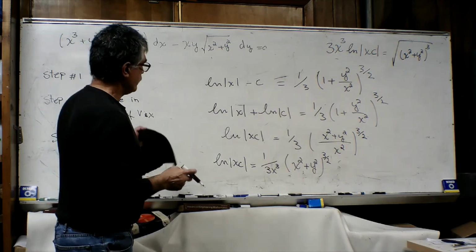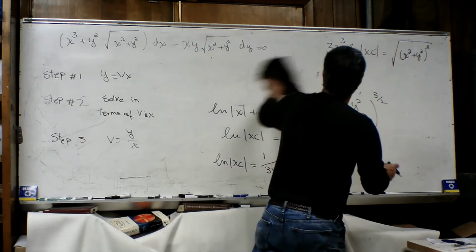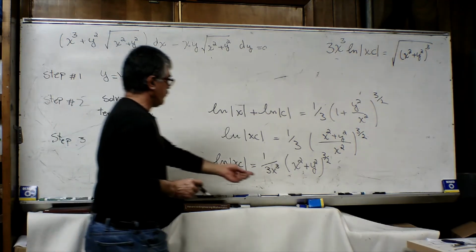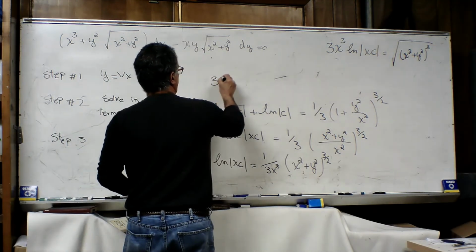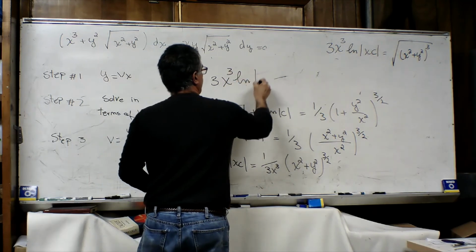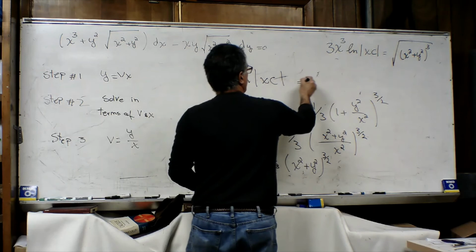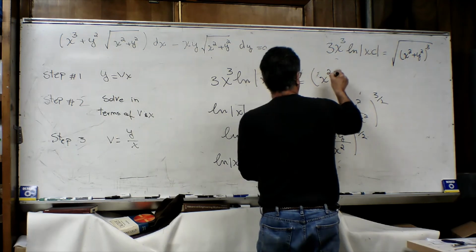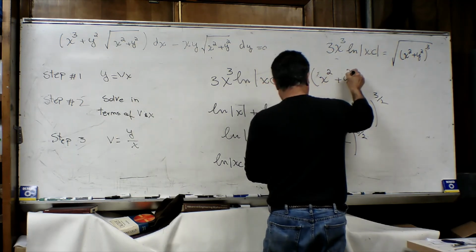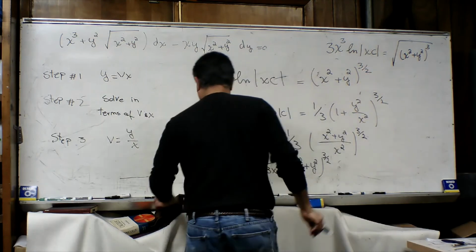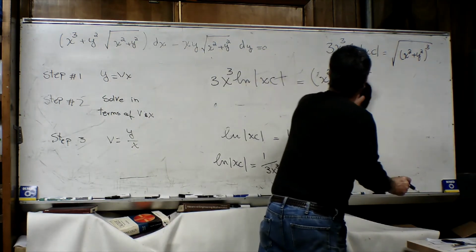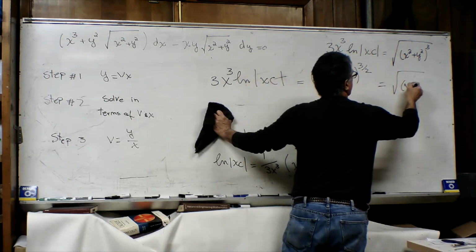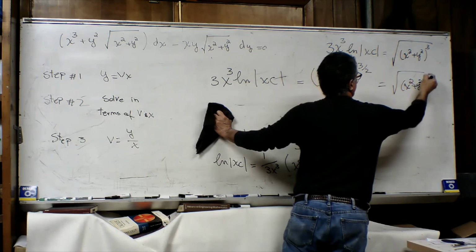So now we can multiply both sides of the equation with 3x cubed. So we are going to have 3x cubed natural log of xc equal to (x squared plus y squared) to power 3/2. So x squared plus y squared to power 3/2 is really equal to the square root of x squared plus y squared to power 3.